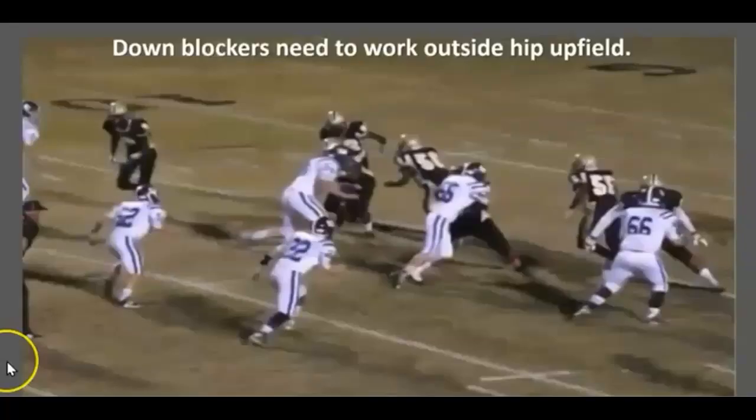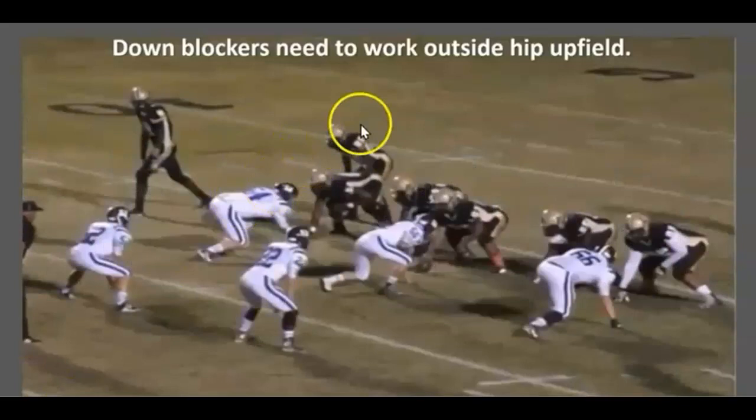All right, let's talk about the down blocks. We talked about the skip pull, okay? Let's talk about the down blocks. Now, they need to work their outside hip upfield. Okay, so it'd be his right hip, the hip outside. When he makes contact, he needs to start working that outside play side hip up the field to pin this guy inside. Make contact right through here, and then work the hips here.